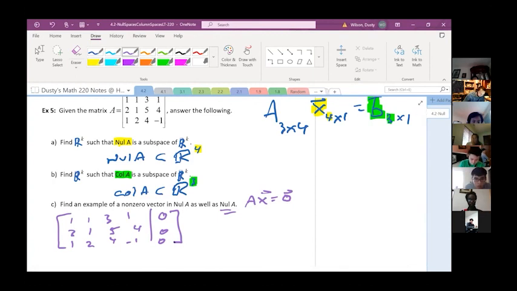I got a question from Gerald. Remember, the column space is linear combinations of the columns. And so think about each of those columns has just 3 components in it. So if you took 1 of the first column and 0 of the other ones, you'd end up with a 1, 2, 1, which is just a 3-dimensional vector.